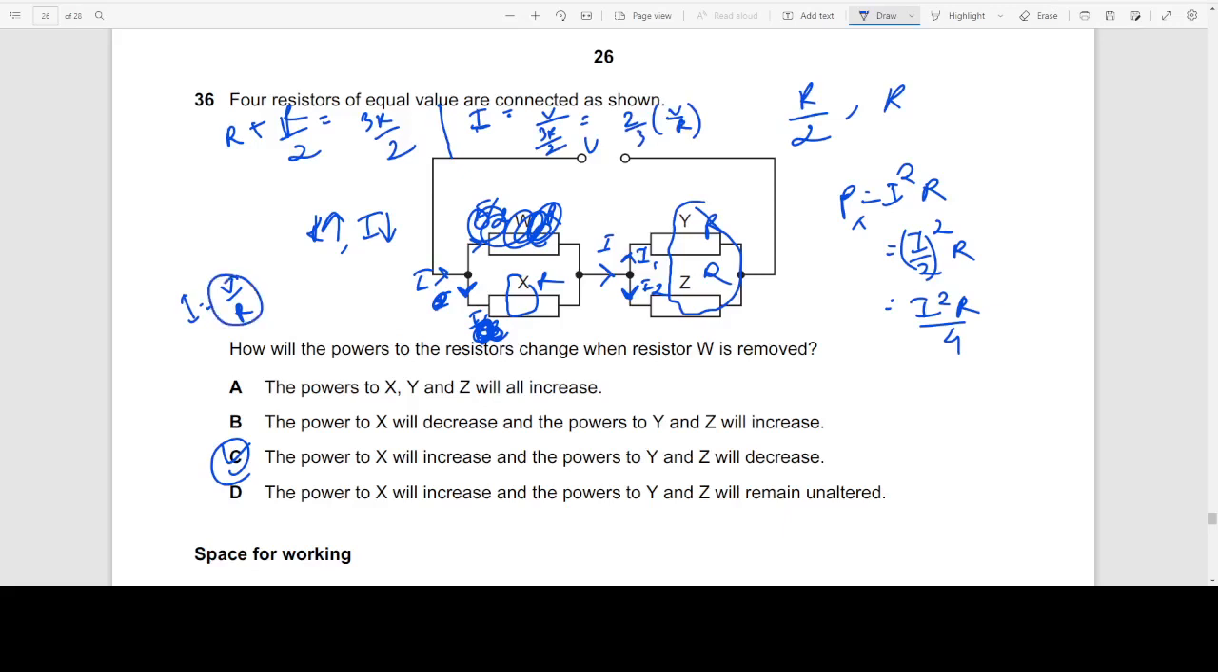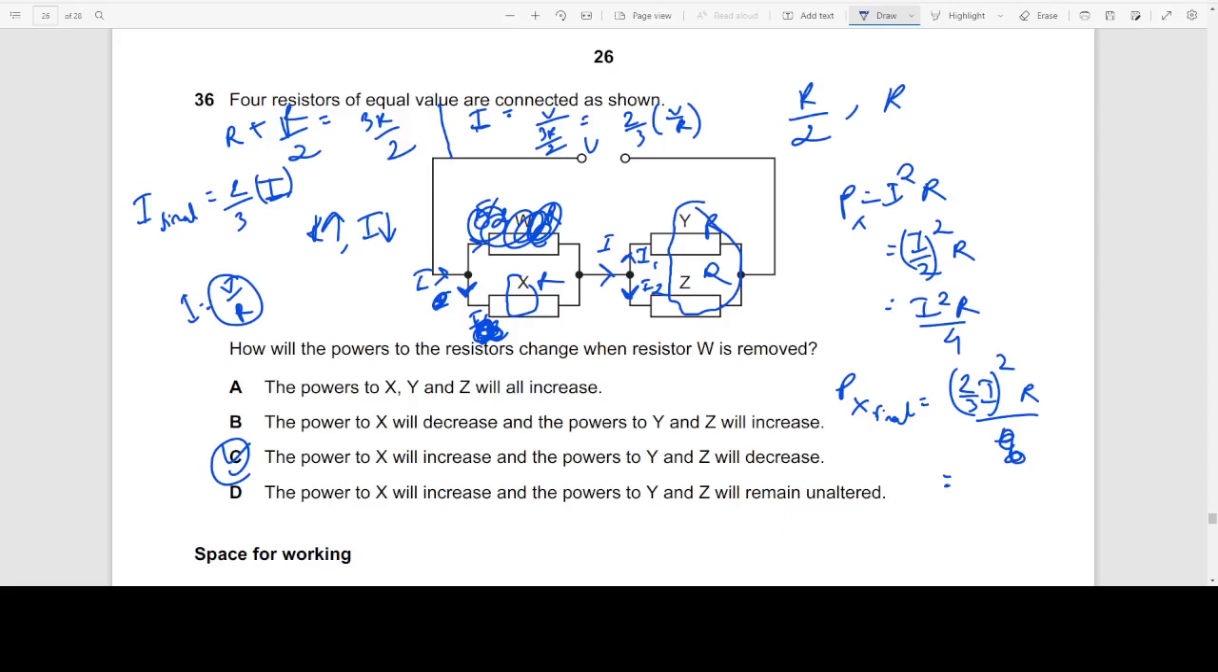So the final current in the whole circuit is 2 upon 3 times I, and now X will get this whole current. Its resistance will still be R, so P_X final would be 2 upon 3 I the whole square R upon 4, which is no, not upon 4 actually, just I square R.